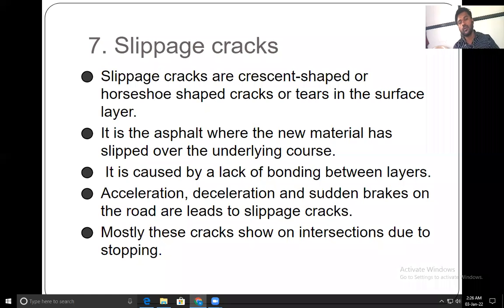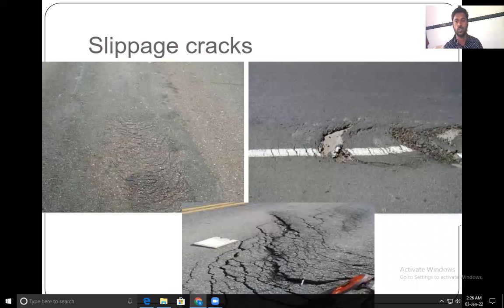It is caused by the lack of bonding between the layers. Acceleration, deceleration, and sudden braking on the road lead to slippage cracks. Mostly these cracks show at intersections due to stopping. At an intersection we need to stop suddenly and accelerate suddenly, so at intersection points such cracks are mostly observed.